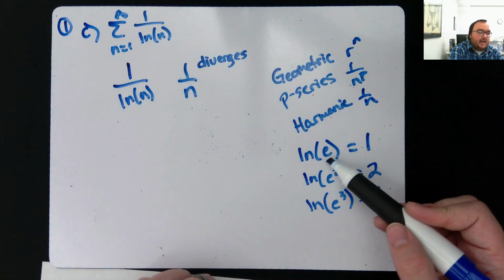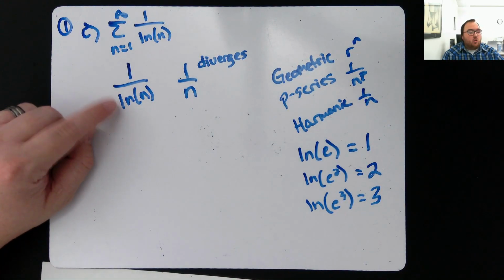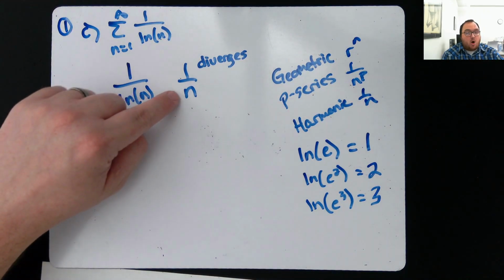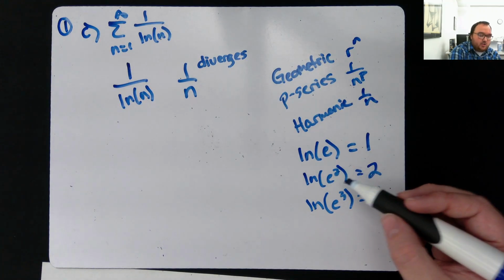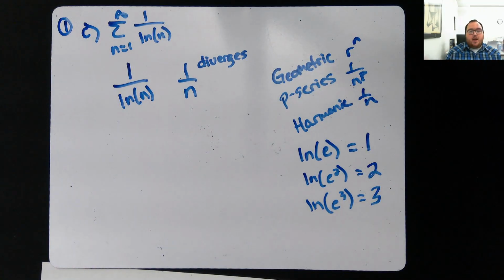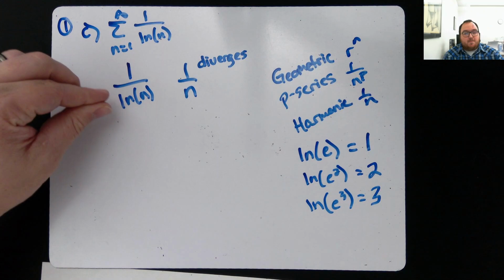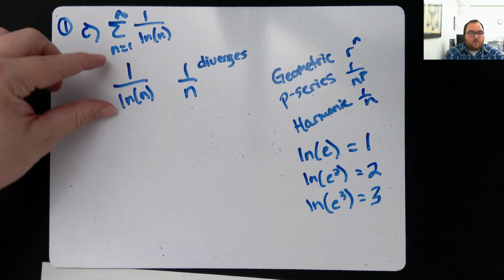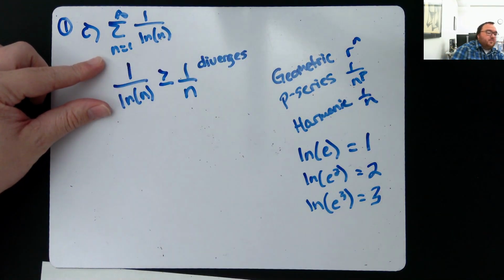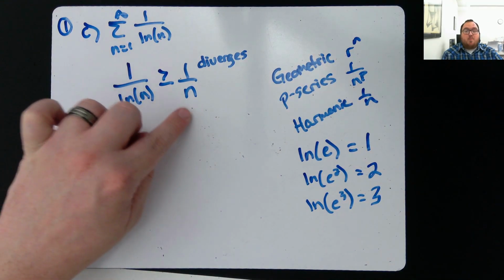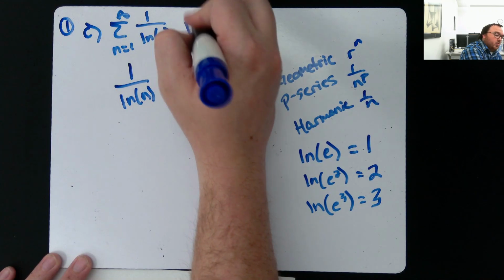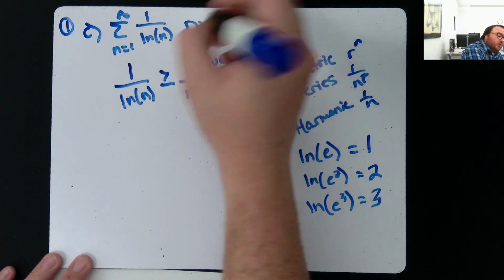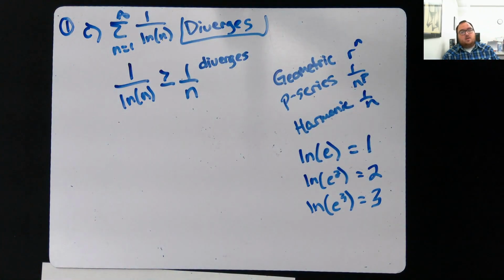I plugged in e, and I got a 1, which means the natural log of n is smaller than n because 1 is less than e, 2 is less than e squared, 3 is less than e cubed, and on and on. So the natural log is smaller, which means the fraction is larger. So I have found a smaller one that diverges, therefore this one also diverges. So if any of that doesn't make sense, let me know.